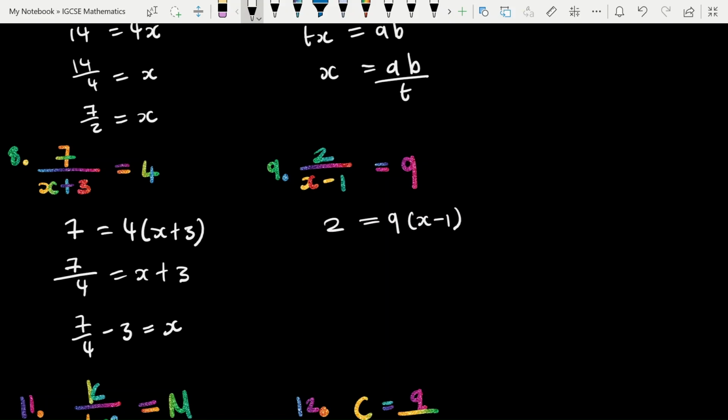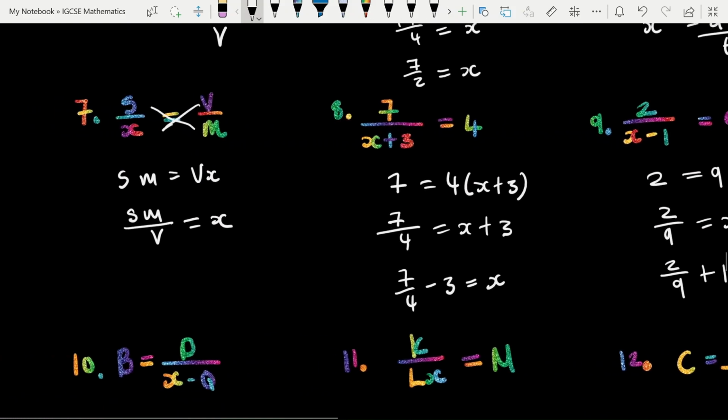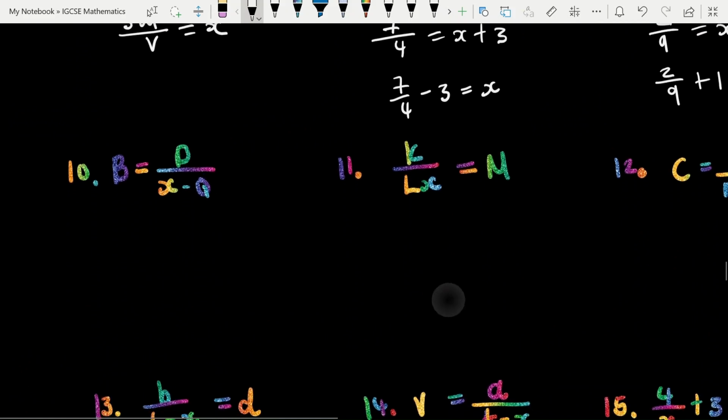I start by taking 9 to the other side. Why? Because 9 is affecting everyone. So 2 over 9 is equal to x minus 1. Then I take 1 to the other side. It's going to be 2 over 9 plus 1 is equal to x. Good. Now let's go to number 10. B is equal to D over x minus Q. What do I do? I take the denominator to the other side, because I must break that fraction, because x, my subject, is in a fraction.